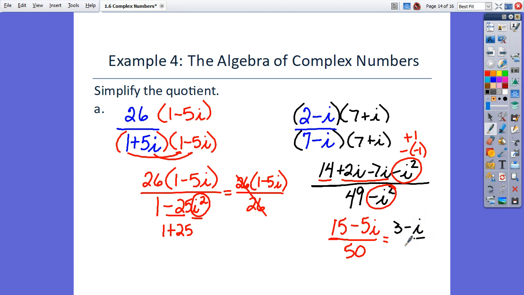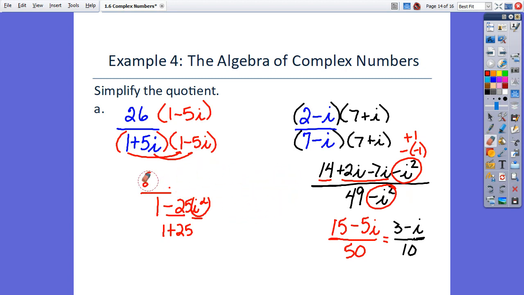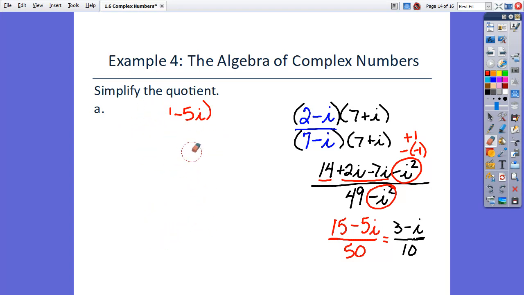Now, this is exactly what I want you to see. That is a really good answer. However, it's not in complex form. So in other words, it's not written as a plus bi. So if they say put it in complex form, that answer right there would not be exactly what they're looking for or what I would be looking for. But it's a really easy fix.